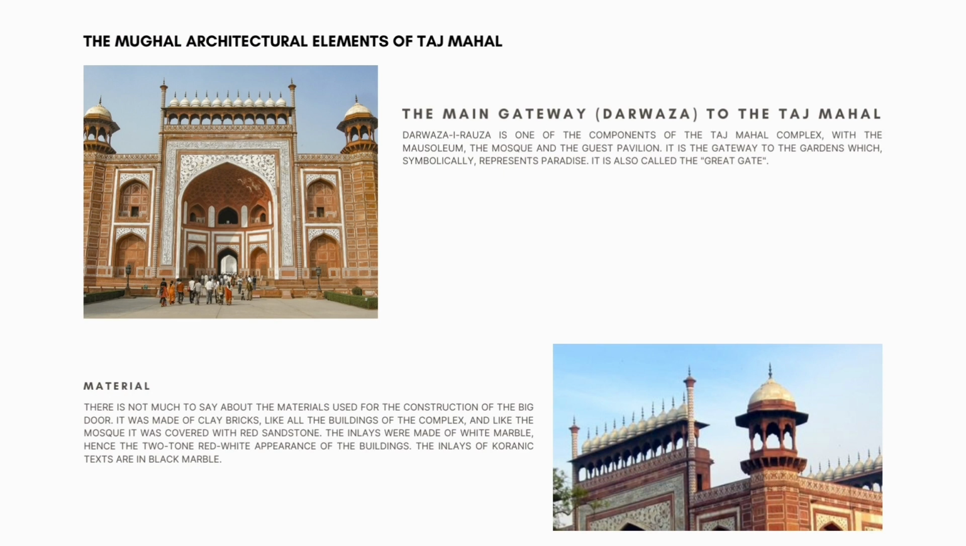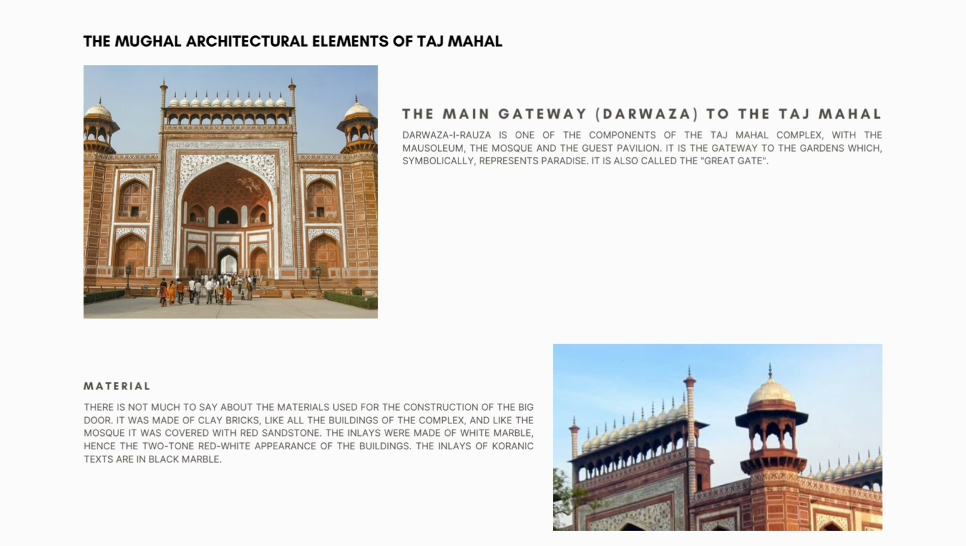The Mughal architectural elements of Taj Mahal. The main gateway, Darwaza, to the Taj Mahal. Darwaza Rawza is one of the components of the Taj Mahal complex, with the mausoleum, the mosque, and the guest pavilion. It is the gateway to the garden which symbolically represents paradise. It is also called the Great Gate.